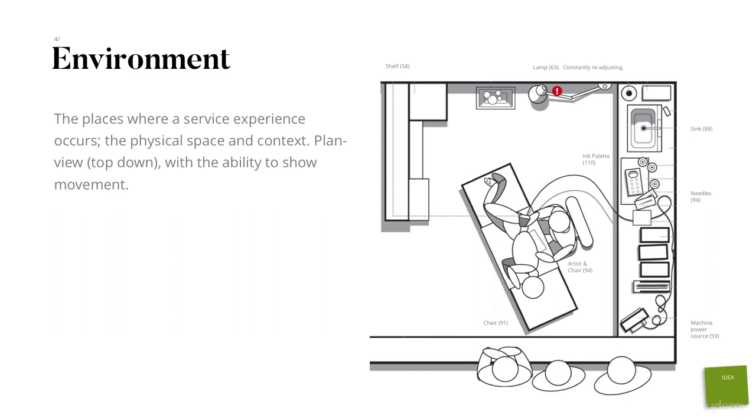The last model is the environment model. This is the place where a service experience occurs, the physical space and context. We're going to sketch a plan view or top-down view of all of the different space that has occurred. In this case, all of the tattooing experience takes place in a tattoo room. You can see the participant lying on the bed there. Some participants are watching, and the tattoo artist is doing their thing.